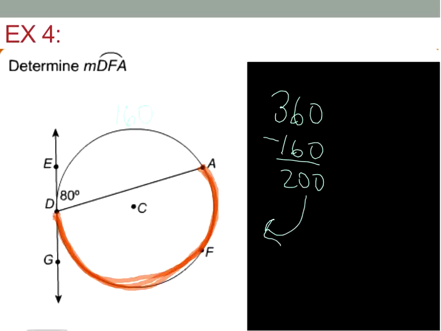So there are two ways to do it. Oh, and then you divide it in half to get, what did they want? No, they just wanted DFA. They only wanted DFA. So that's 200. But if I asked you, what's this angle, you could have said 200 divided in half is 100, which is the same answer that Tristan got.